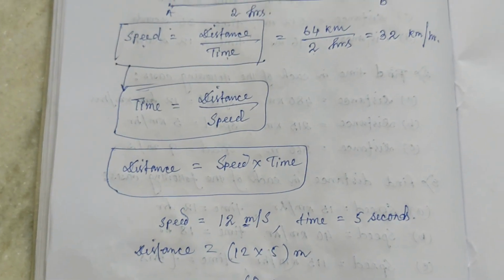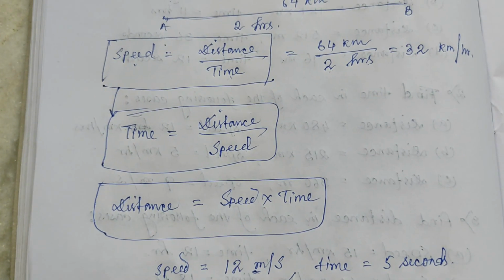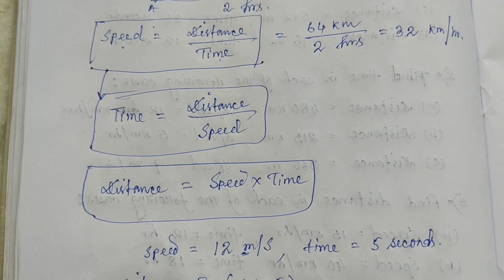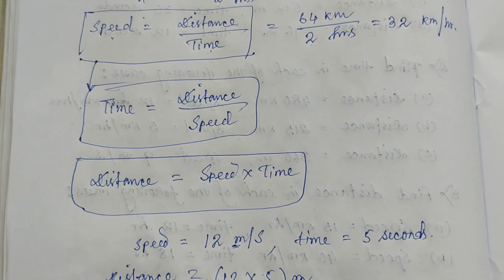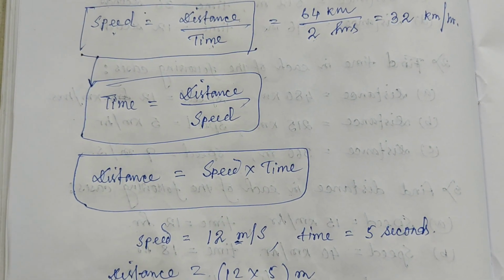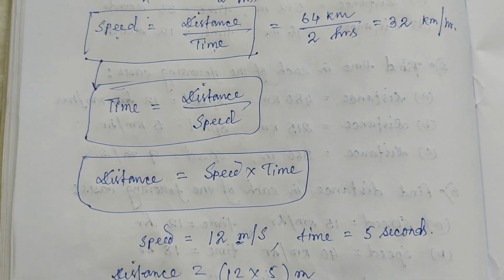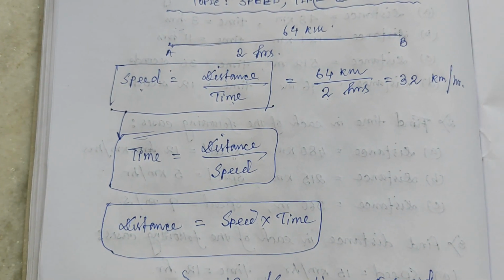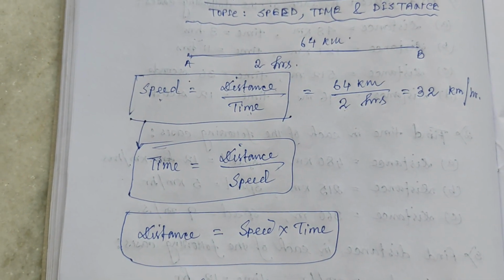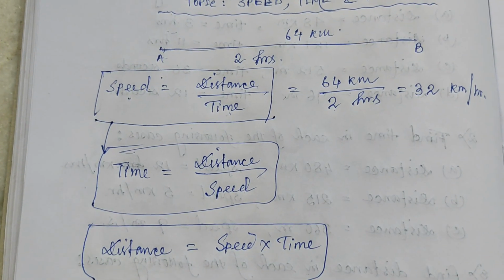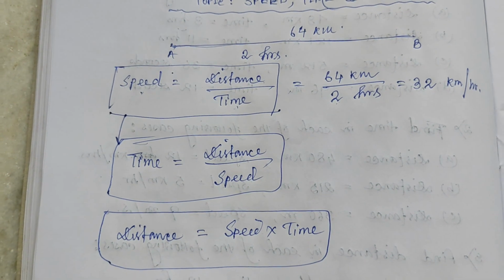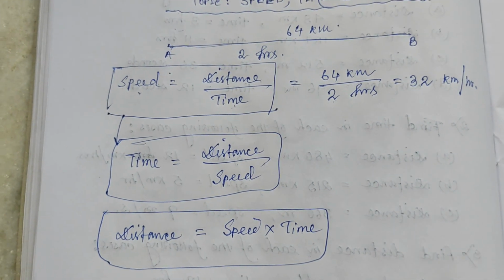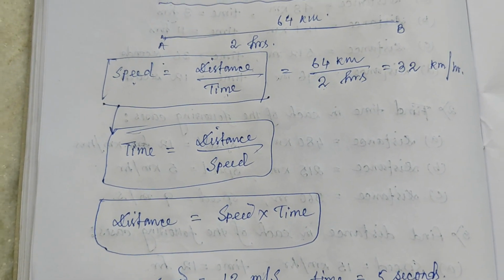So everyone must remember the formulas. Speed equals distance by time. Time equals distance by speed. Distance equals speed into time. And note down in your copy also. And what is the speed? Speed equals change of distance with respect to time, or in notation we can write speed equals distance by time.